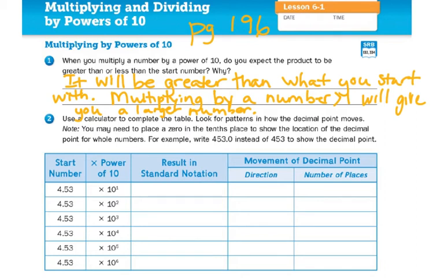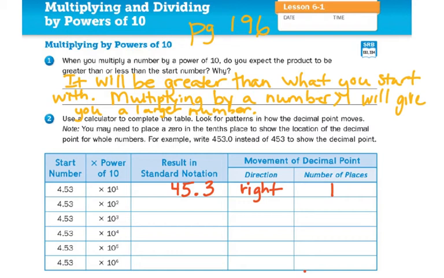Okay, we're going to start with 4 and 53 hundredths. So put in 4.53 times 10 to the first, which means times 10. So times 10 equals, and we're going to write that in standard notation. So 45 and 3/10. And the decimal moved one place to the right. So the movement of the decimal, the direction is right, and it moved one place.